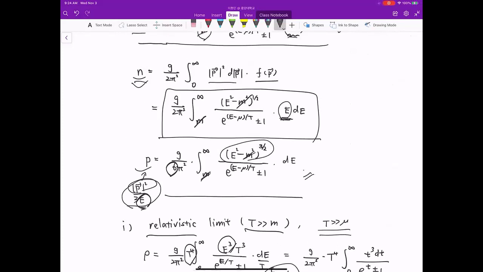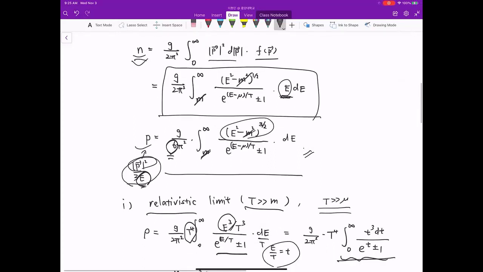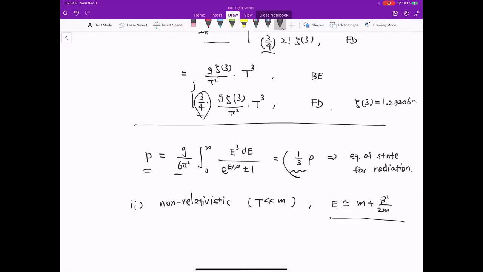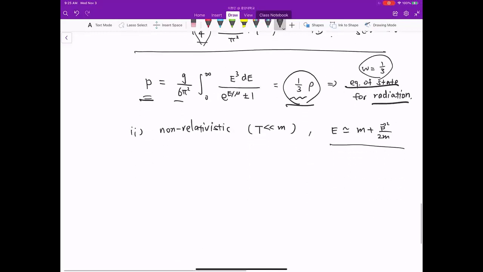Then we have E cubed in the numerator, and we have 1/6 in the prefactor. So that will be nothing but 1/3 of the energy density. Because of that, the pressure is given by 1/3 times the energy density. This is nothing but the equation of state, w equal to 1/3 for radiation.